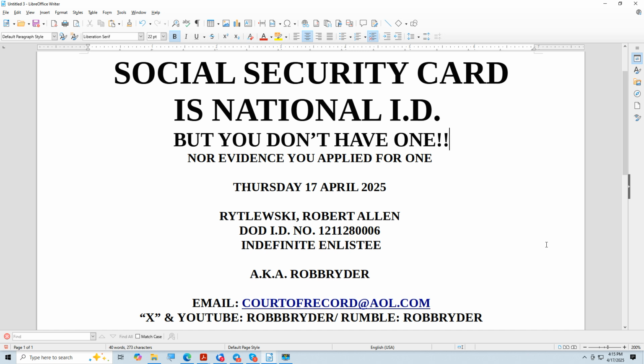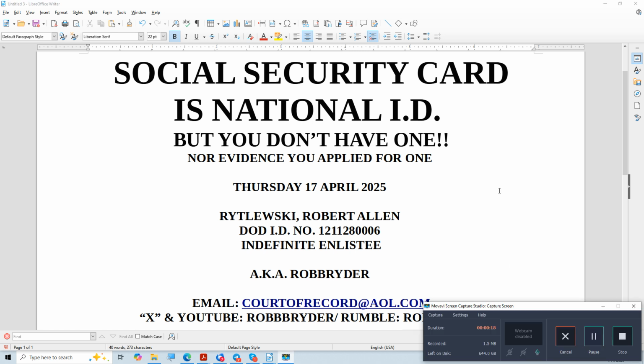And today, well, Social Security card is national ID, but you don't have one, nor evidence that you ever applied for one. And instead of having a Social Security card, well, you have a counterfeit. And apparently, there is a counterfeit receipt available to show that you applied for one, but it doesn't have the right form number on it.